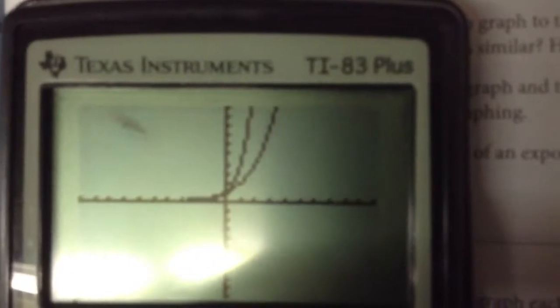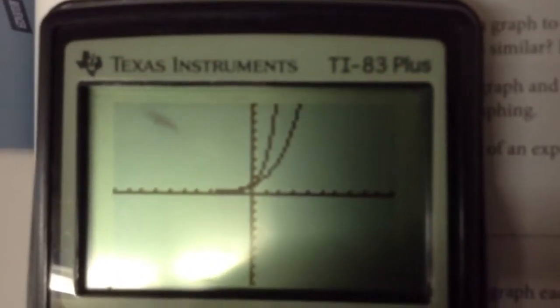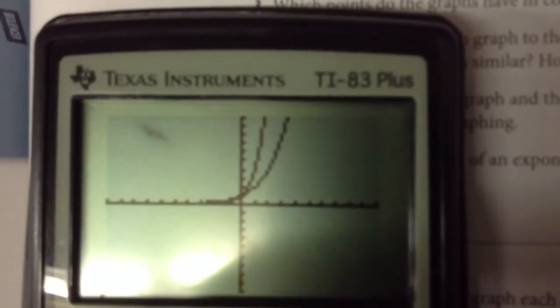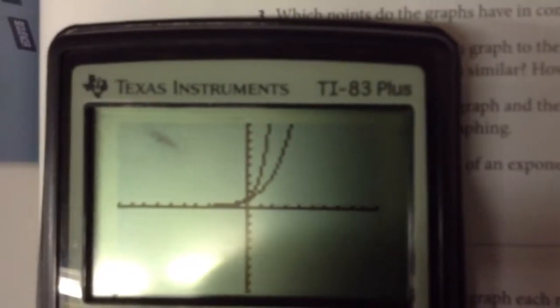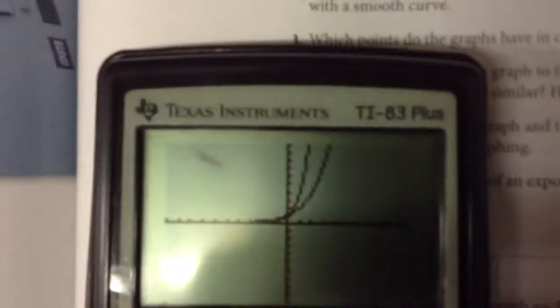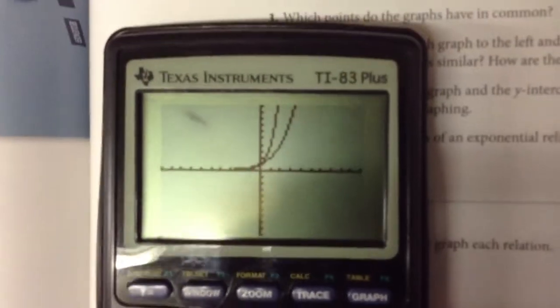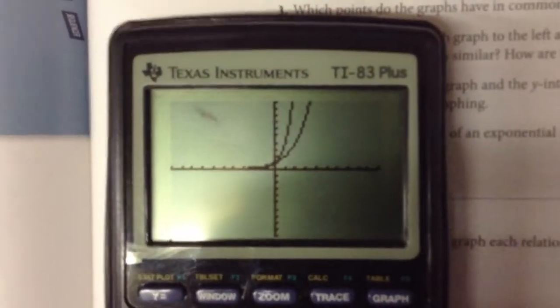But on the right-hand side, you can see that 4 to the power of x moves up quicker than 2 to the power of x. So the bigger the base, the faster it moves up vertically on the right-hand side of the graph.